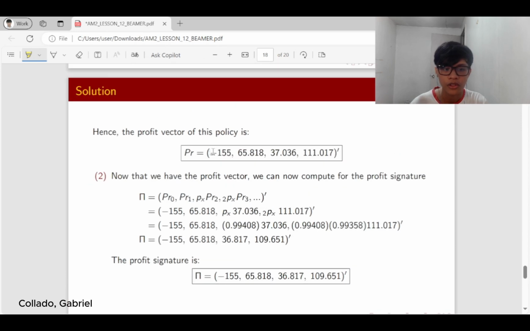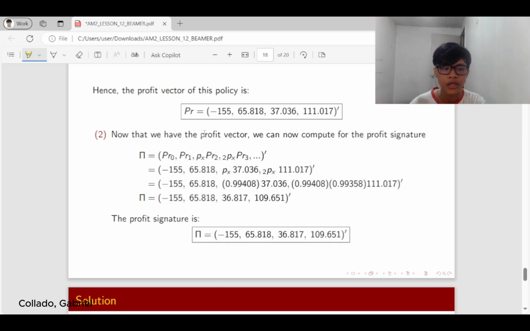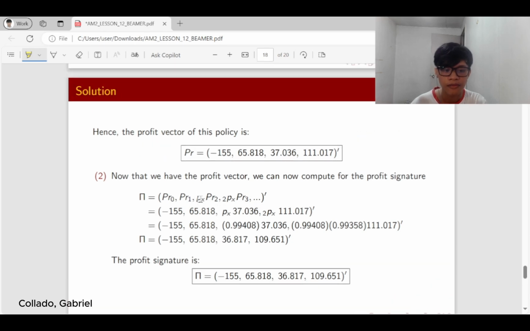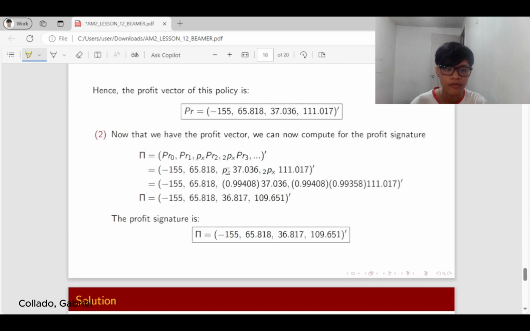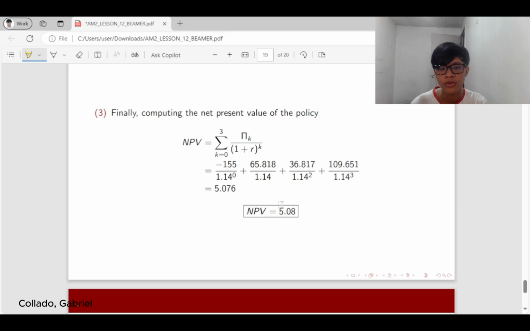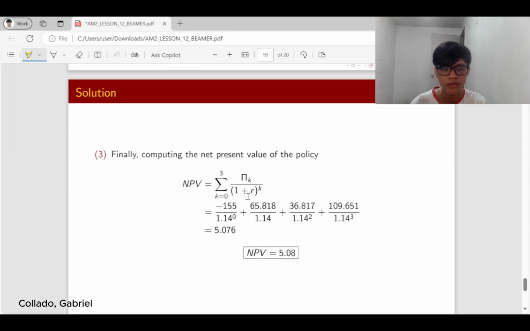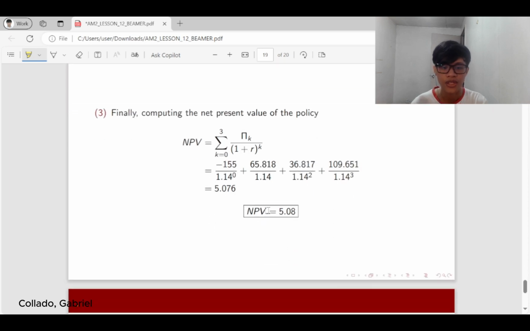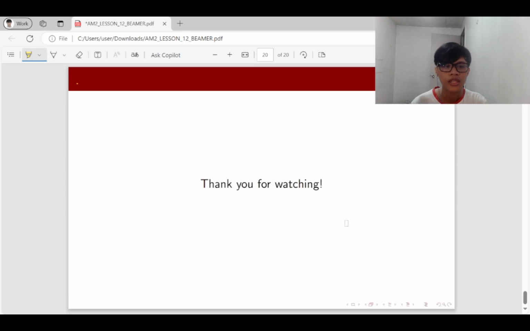Then to get the profit vector, we will just list it like this. Then that's the profit vector. Then for the profit signature, all we have to do is multiply by the probability of survival at their respective times. So we have P sub x here and 2 P sub x here. Then we get this result, the profit signature. Then finally, we have the net present value. When we use the values of the profit signature, we discount it with the hurdle rate of 14%. So here we have the value for NPV, 5.08. That is all. Thank you for watching.